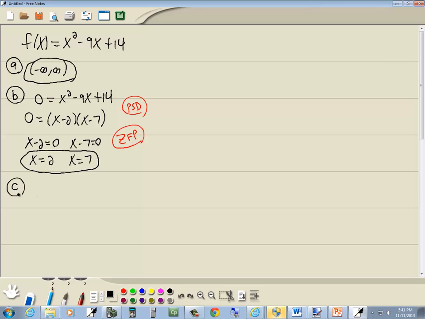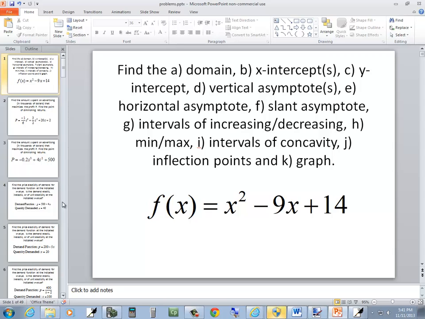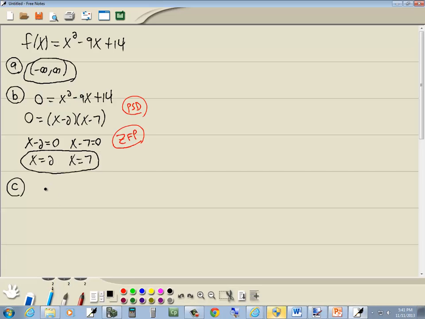Okay, C. C is to find the y-intercept. You always plug 0 into the other variable, so to find the y-intercept, you plug 0 in for x. So f of x is y. y is equal to 0 squared minus 9 times 0 plus 14, which means we got y is equal to 14. And that's our y-intercept.